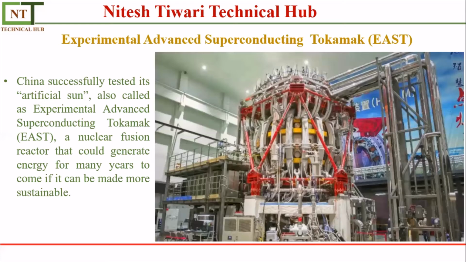Or if you are talking about the temperature of 120 million degrees Celsius, then it is for approximately 101 seconds. So the time is less. Of course, this time is less. If we increase the time limit, then we can use this energy to make electricity, and it will fulfill all the energy and power demand of the countries.